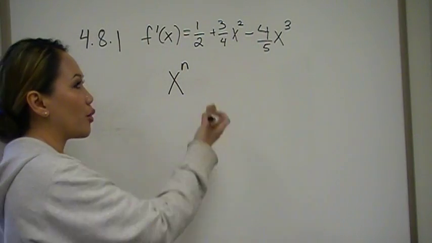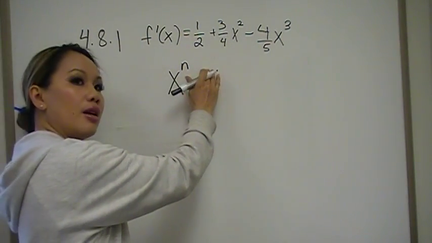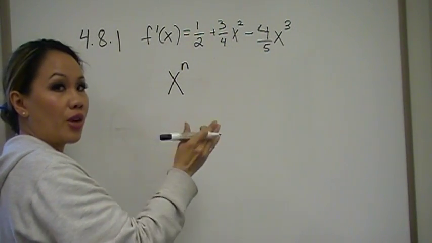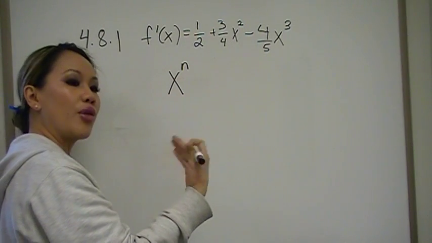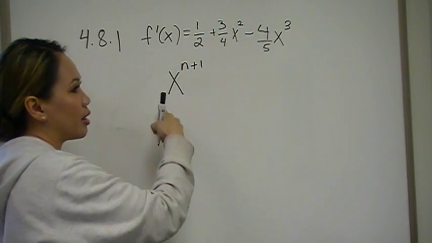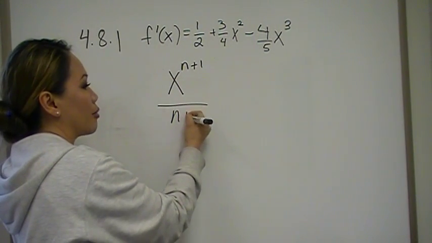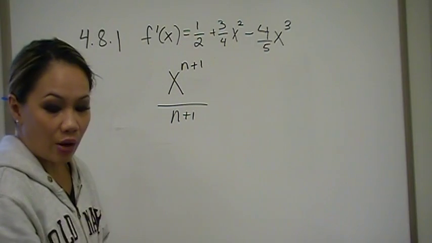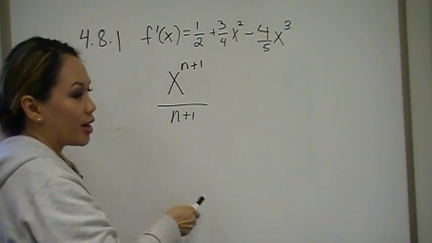Well, to differentiate, we bring the exponent down and decrease the exponent by 1. So therefore, to find the antiderivative, we would add 1 to the exponent, and then we would divide that by n plus 1. Now, if that doesn't make sense to you, let's differentiate that, because after we differentiate it, we should end up with our original function.